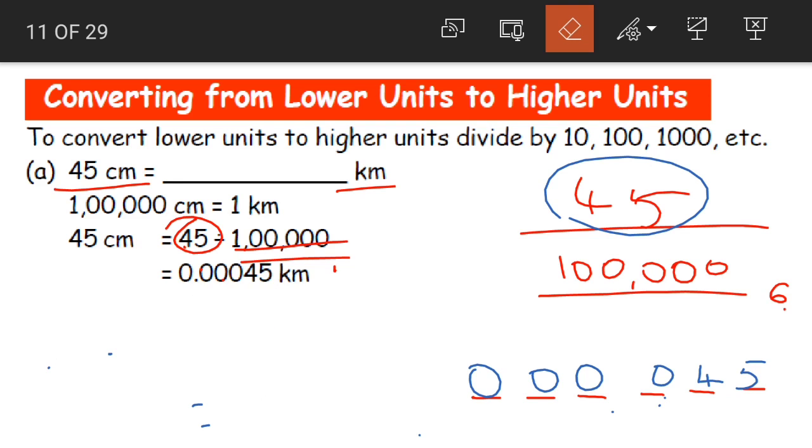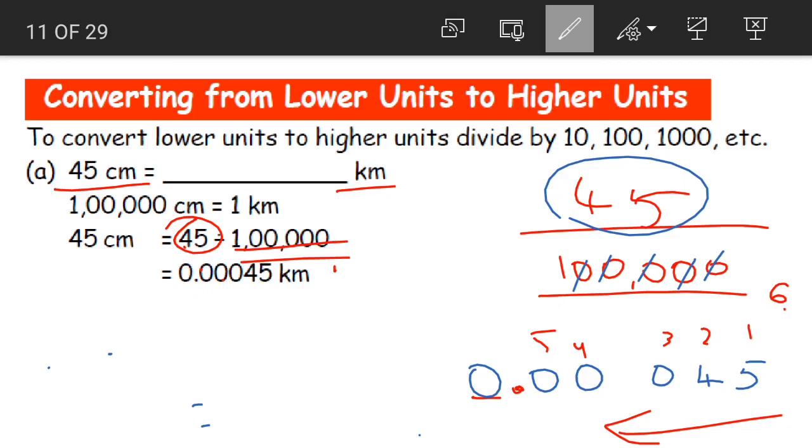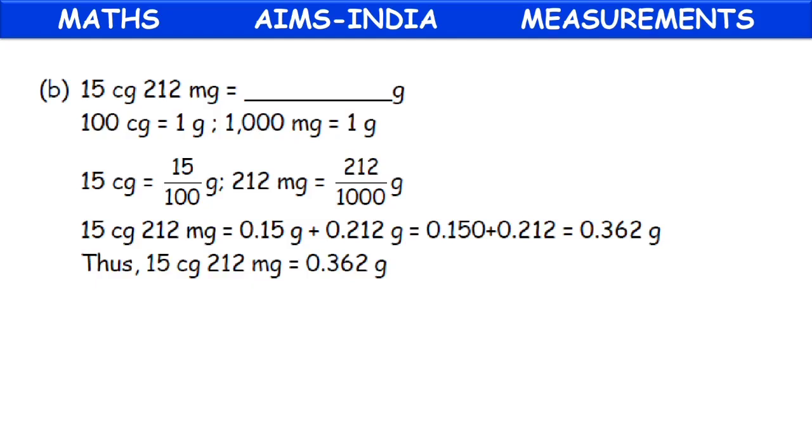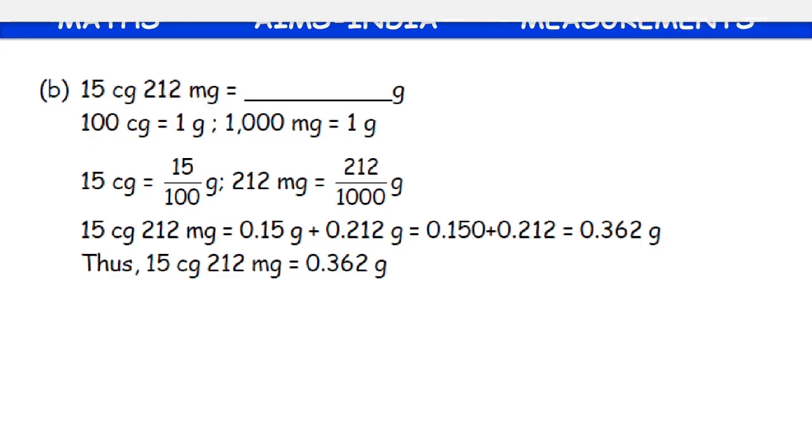Now after you have made it into a 6-digit number, all you need to do is count the number of zeros, 1, 2, 3, 4, 5, in the denominator. So after 1, 2, 3, 4, 5 digits from the right, place your decimal point. Our answer is 0.00045 kilometers. The next question B, 15 centigrams 212 milligrams is equal to dash grams.